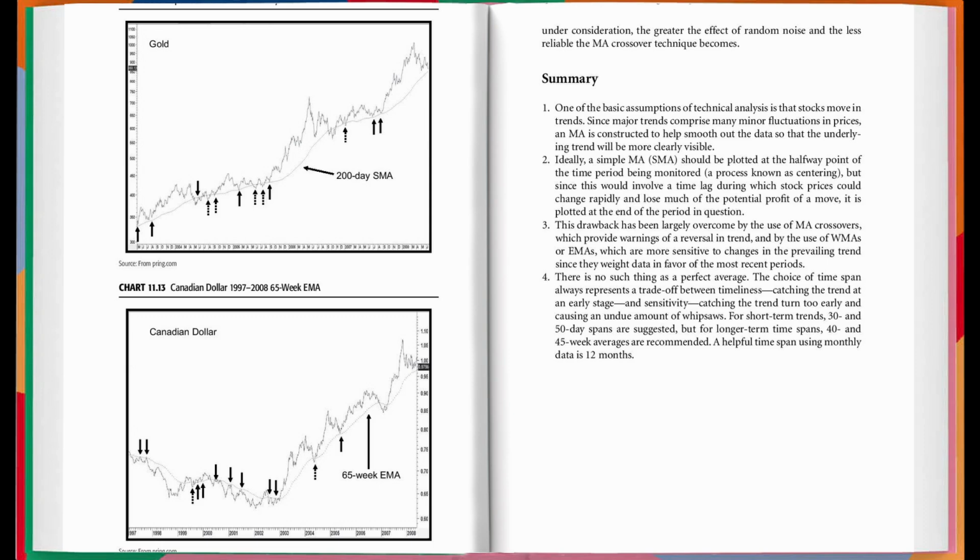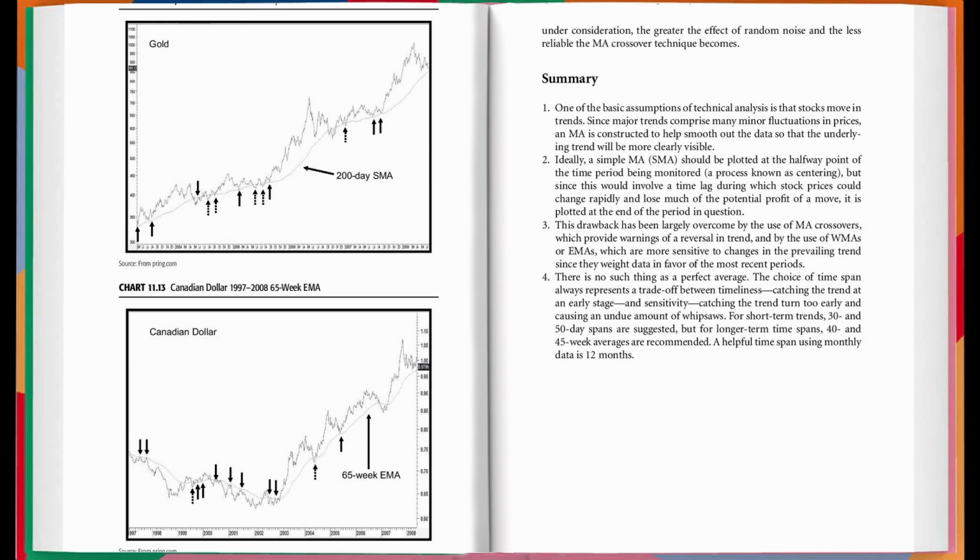One of the basic assumptions of technical analysis is that stocks move in trends. Since major trends comprise many minor fluctuations in prices, an MA is constructed to help smooth out the data so that the underlying trend will be more clearly visible.